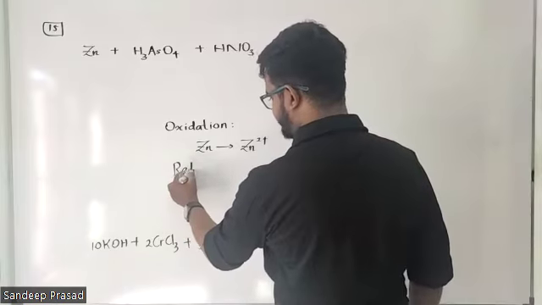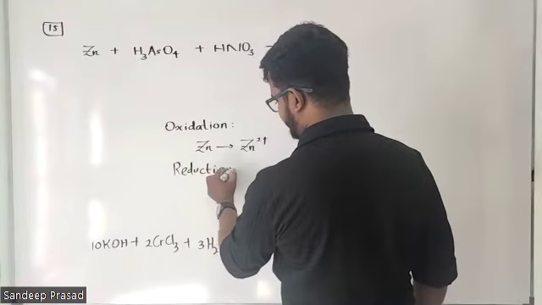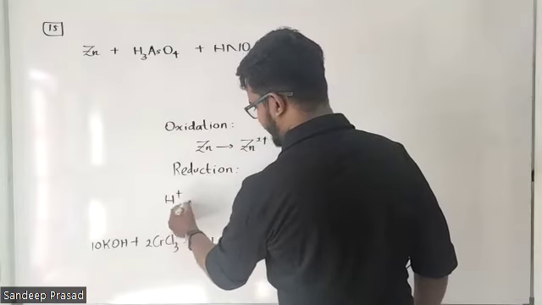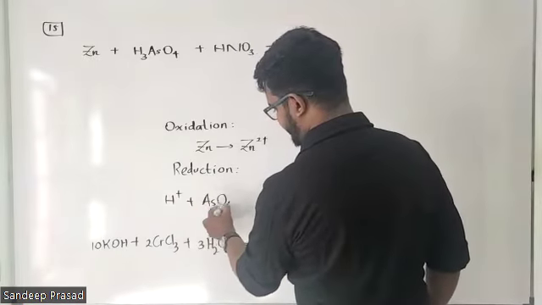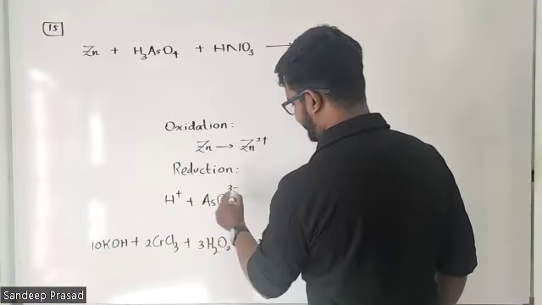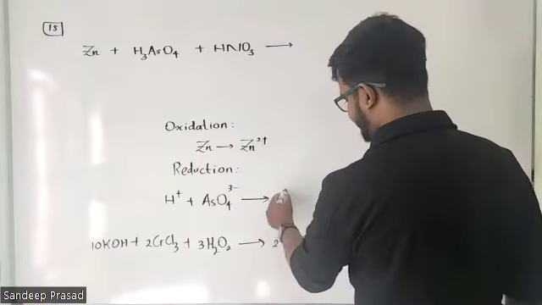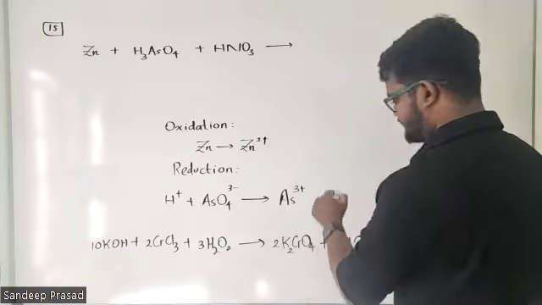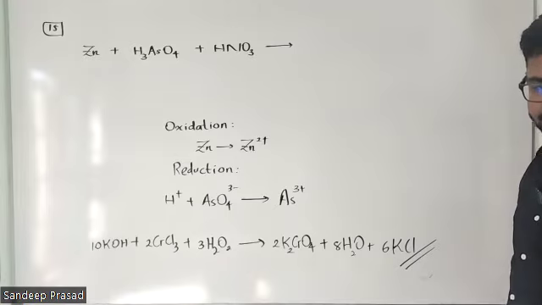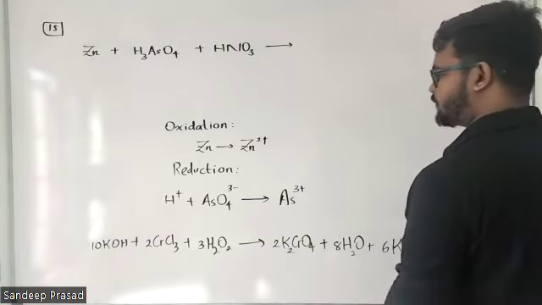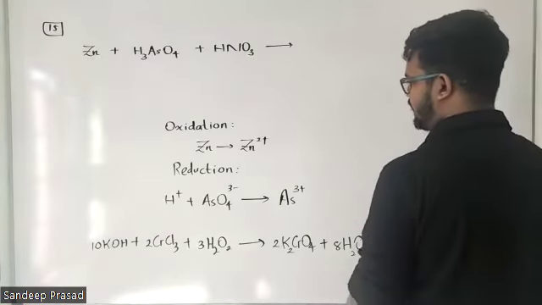And the reduction is, if you clearly see the reduction half reaction list that I gave you, H plus is reacting with this arsenate anion in the presence of acidic medium. Arsenate anion is going to convert into cation As3+, arsenious cation, right? As3+. Then we have to write down the products for this one.